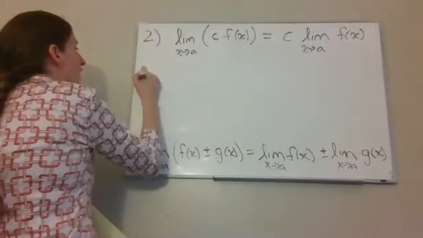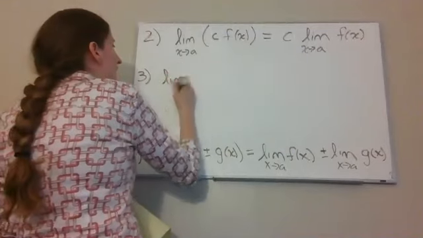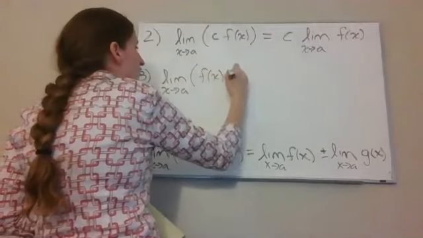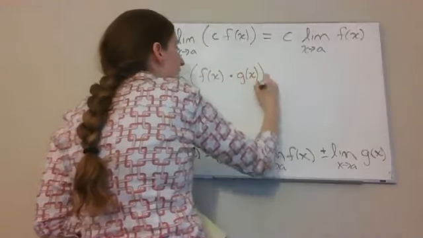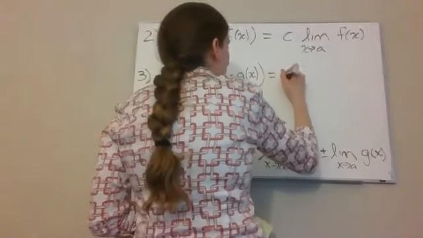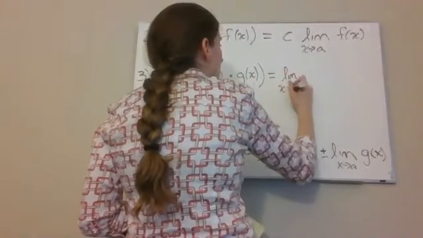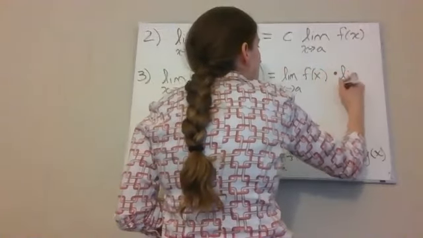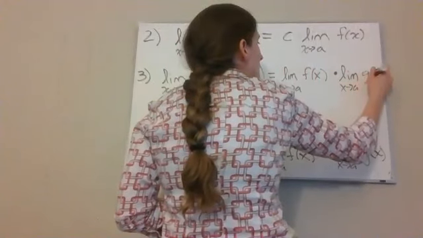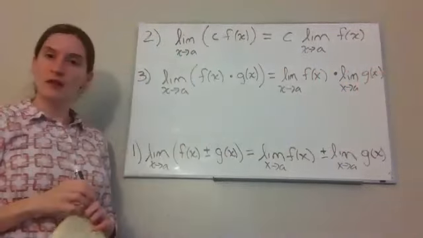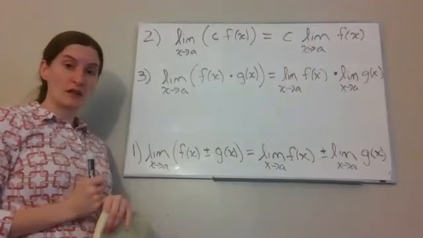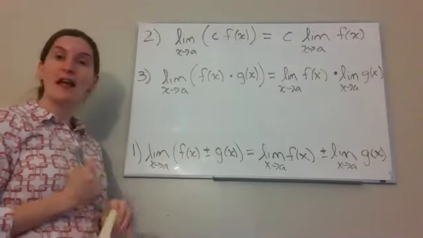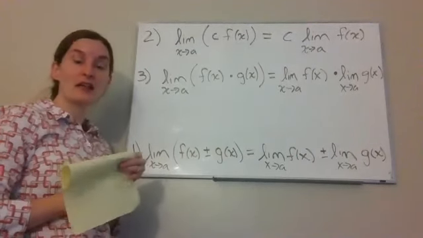Our third limit law says that the limit of a product of functions is equal to the product of the limits. So if you have two functions multiplying together and you want to find the limit of that product, you can find the limit of each function individually and then just multiply the results together and you get the same result.